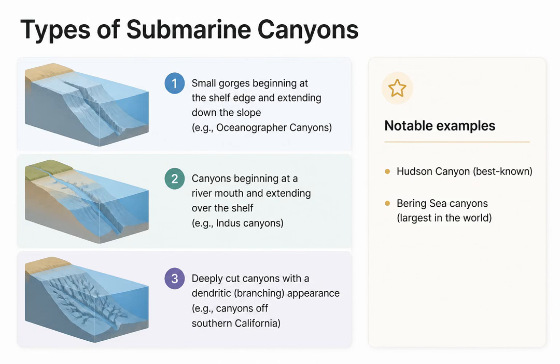Submarine canyons generally fall into 3 categories. First, there are small gorges that start right at the edge of the continental shelf and cut down the slope, like the Oceanographer canyons. Second, some canyons begin directly at the mouth of a major river and carve a path all the way across the shelf, like the Indus canyons. Third, some have a complex branching dendritic pattern deeply cut into the shelf edge, like those off Southern California. The Hudson Canyon is perhaps the most famous, while the absolute largest are found in the Bering Sea off Alaska.